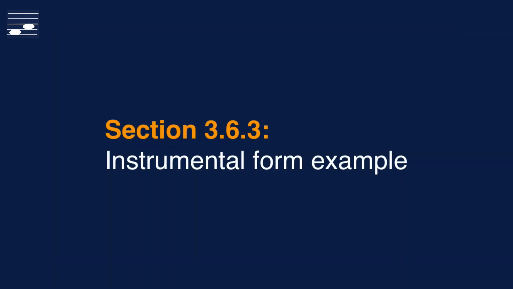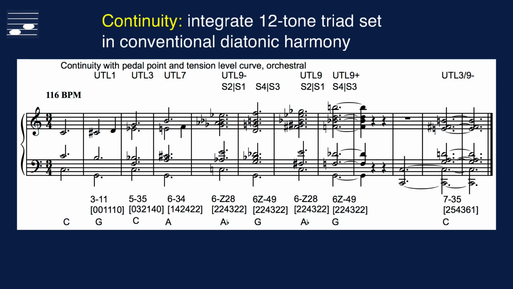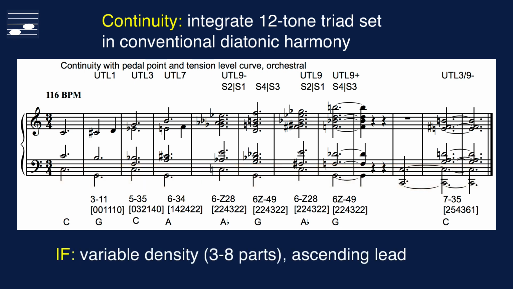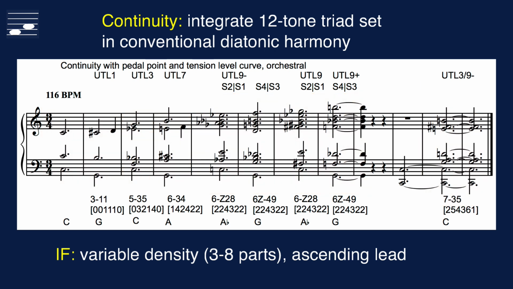In the application I'll demonstrate a new approach, in this case integrating the 12-tone triad set in a conventional diatonic harmonic context. What we see here is an instrumental form with a tonic dominant pedal point in the bass. Again, there is a variable density starting with the unisono C in 3 parts and a maximum of 8 parts at the last polychord in measure 8.